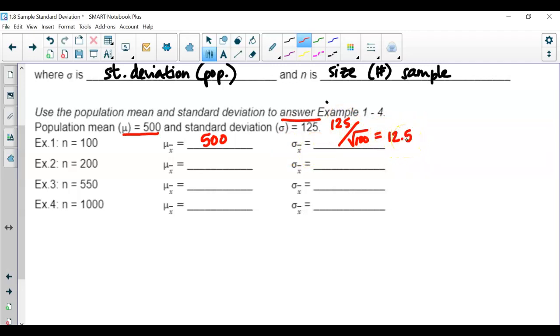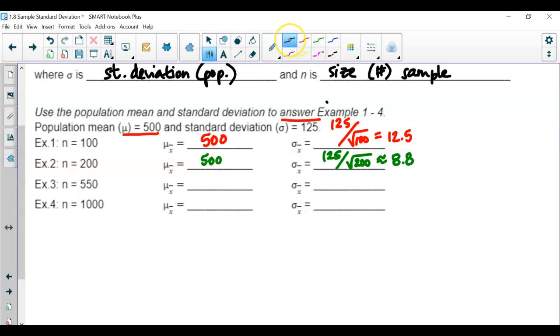Put that in the calculator and the sample standard deviation is 12.5. Again, even if the sample size is 200, mean is mean. So what is the mean for the sample of 200? Still 500. Then to get the standard deviation for the sample, we take our standard deviation of 125 and divide that by the square root of our sample size, which is now 200. Put that in the calculator, and that is approximately 8.8. So go ahead, pause the video, and do examples 3 and 4 on your own.